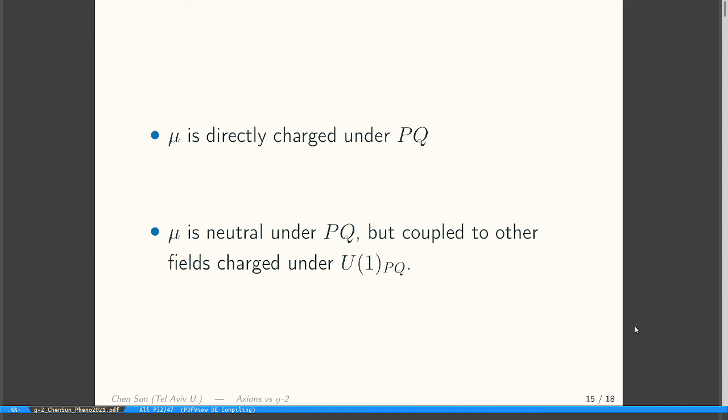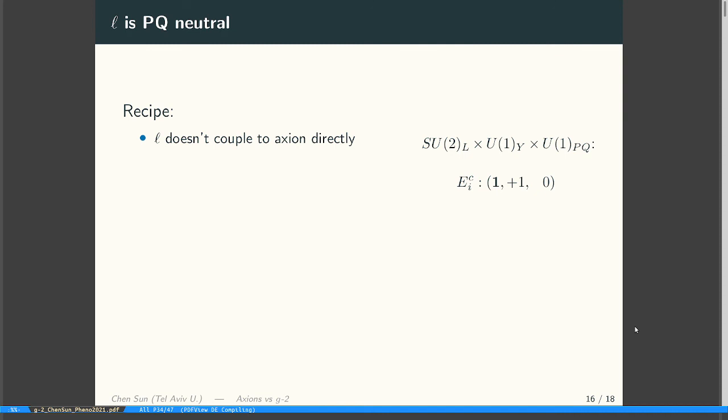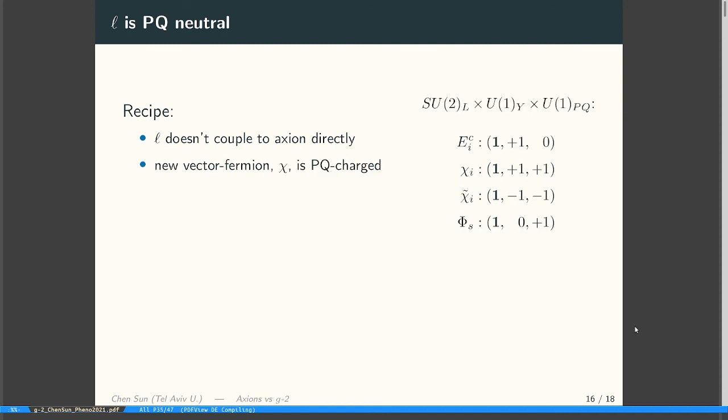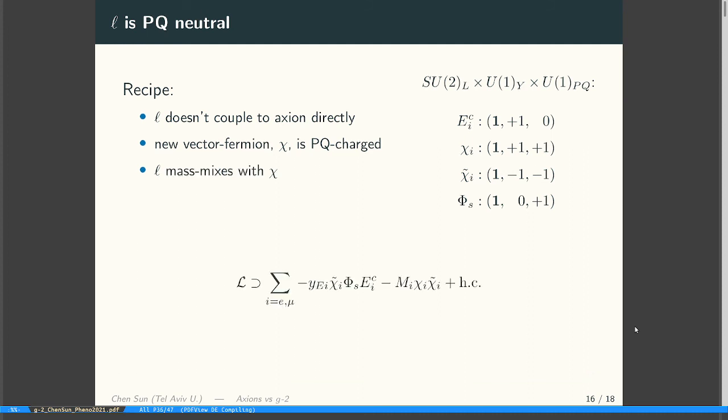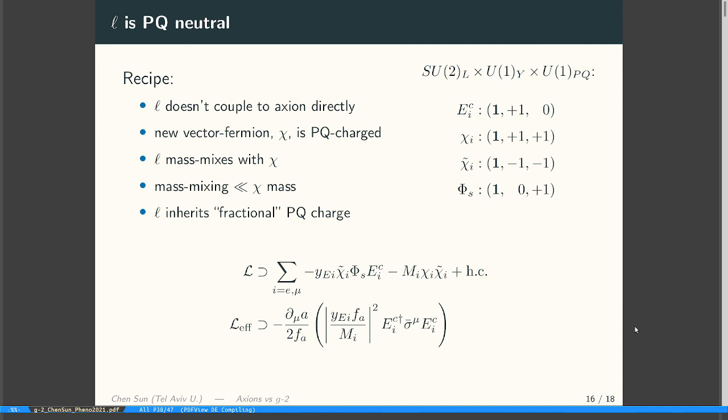So here's the recipe. I'm going to go through it real quick. We start with the lepton that's not charged under U(1)_PQ, and then we introduce some vector-like fermion that is charged under PQ. Of course, we still need the PQ scalar, that is our phi, and we want our lepton to mass mix with the vector-like fermion. This can be done using these terms we write here, and when this mass mixing is smaller than the vector-like fermion mass, the vector-like fermion can be integrated out, and that leads to the derivative coupling between the axion and our lepton.